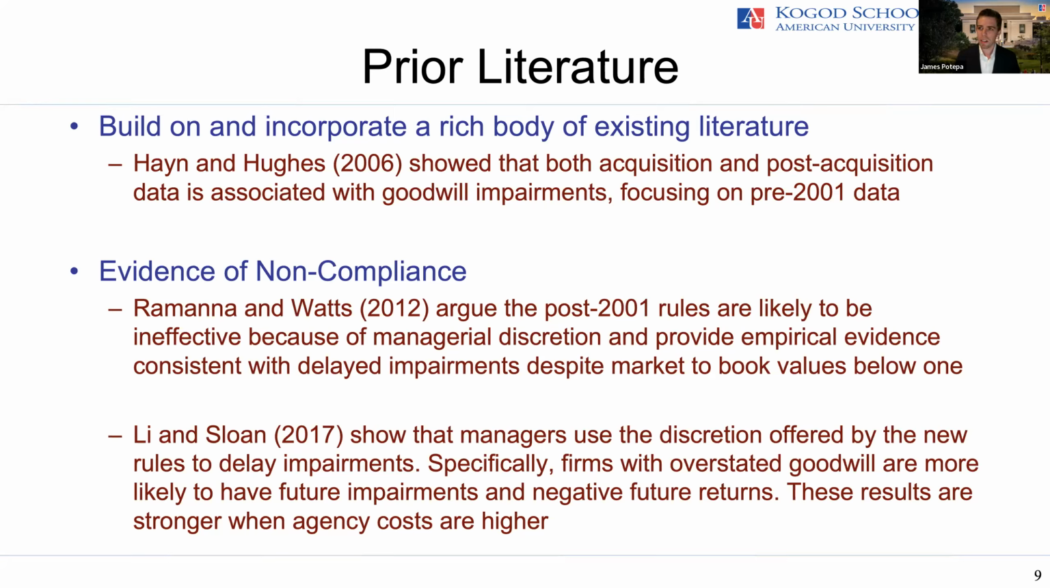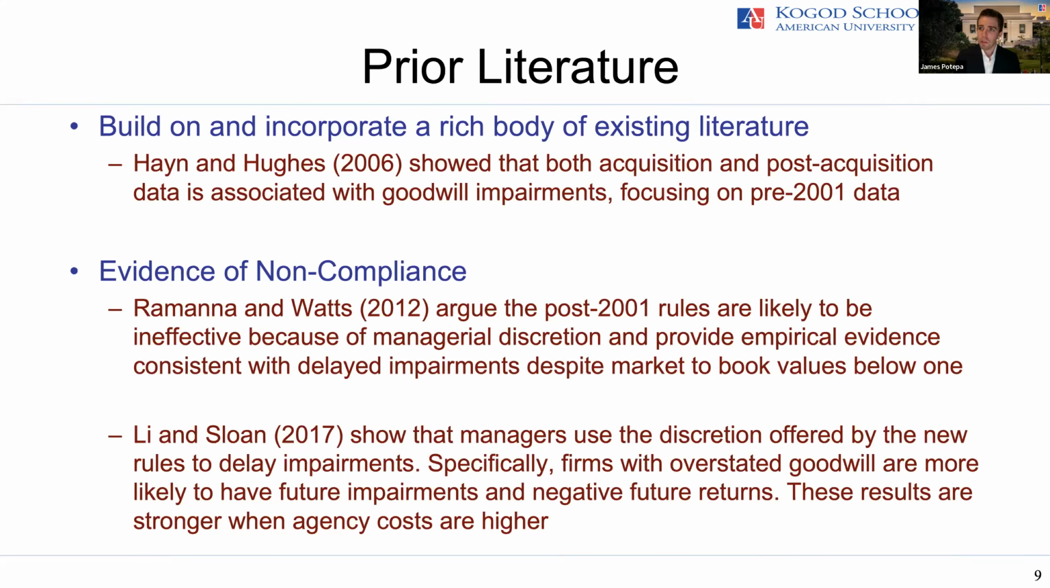Li and Sloan 2017 is also looking at delayed impairments. Again, they're arguing that managers have a lot of discretion over the impairment calculations, and so they're going to use them to delay impairments. Specifically, they find that firms with overstated goodwill are more likely to have future impairments and negative future returns. And I think the really neat part is they show that these results are much stronger when agency costs are higher. So the cross-sectional tests are consistent with managers kind of opportunistically using these impairments.